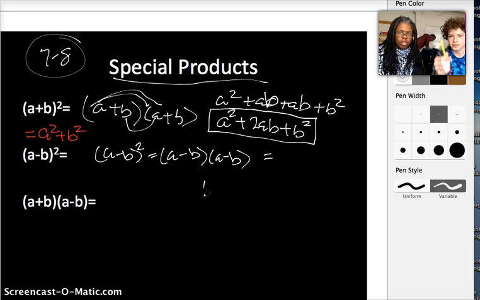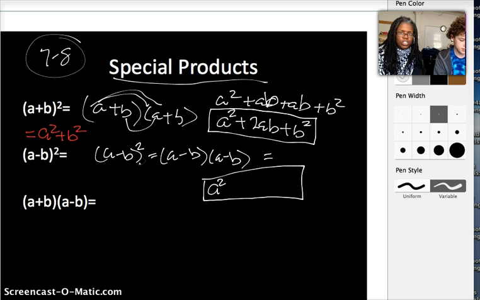One of the things in the middle will be negative. Yes. A squared, that's going to be an A squared. Instead of having a positive 2AB, we're going to end up with a minus 2AB. And then the last term is going to be B squared. We're going to use this form again when we're multiplying these problems.